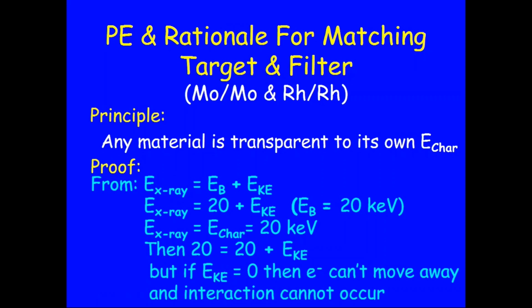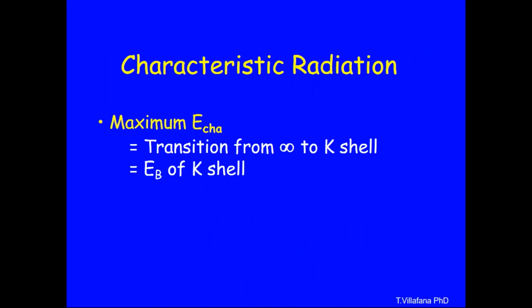The electron cannot get motion. It cannot have energy to move away. If it doesn't move away, it doesn't leave the orbit. If it doesn't leave the orbit, nothing happens. And essentially the interaction never occurred. So there it is. Any material is transparent to its own characteristic radiation.